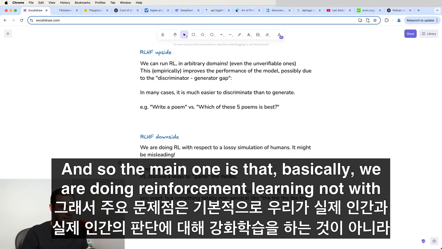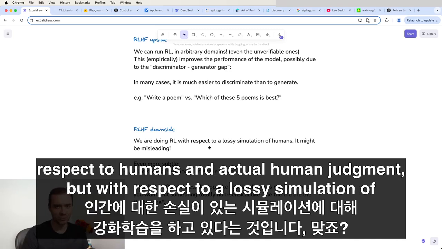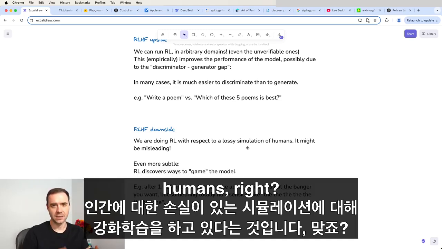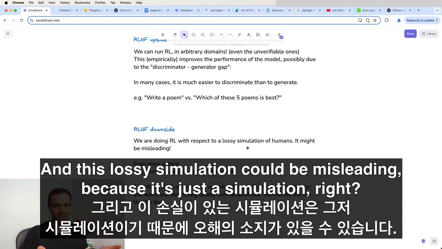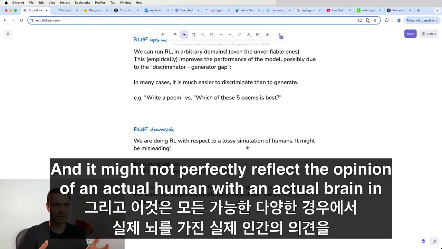And so the main one is that basically we are doing reinforcement learning not with respect to humans and actual human judgment, but with respect to a lossy simulation of humans, right? And this lossy simulation could be misleading because it's just a simulation, right? It's just a language model that's outputting scores, and it might not perfectly reflect the opinion of an actual human with an actual brain in all the possible different cases.